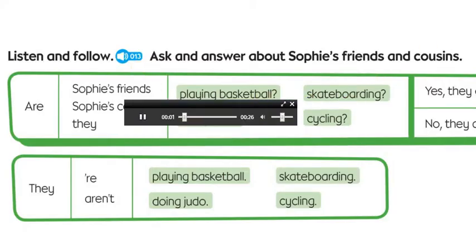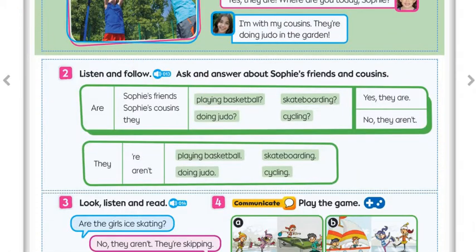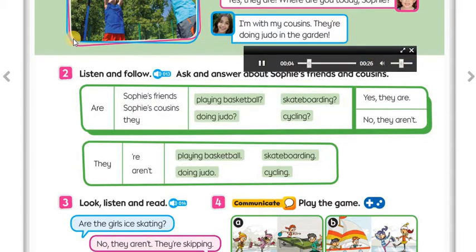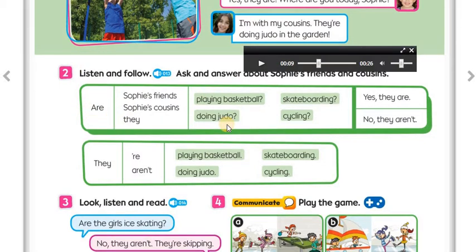Listening 13. Listen and follow. Are they doing judo? No, they aren't. Are they cycling? Yes, they are. They're skateboarding. They aren't playing basketball.